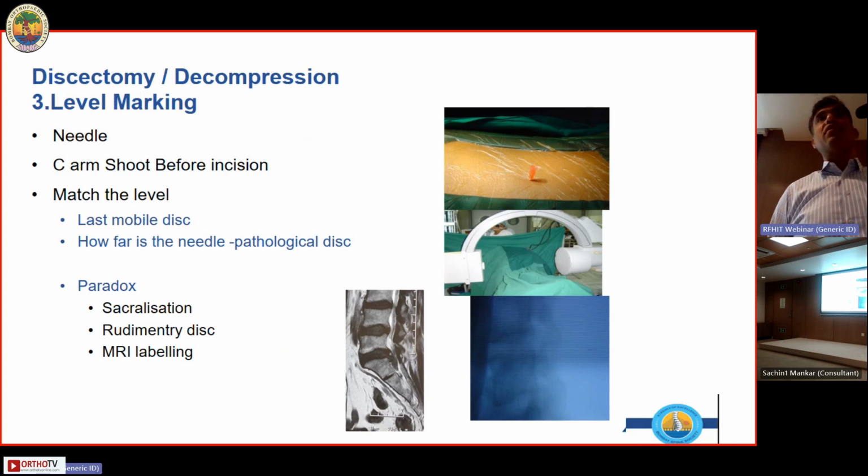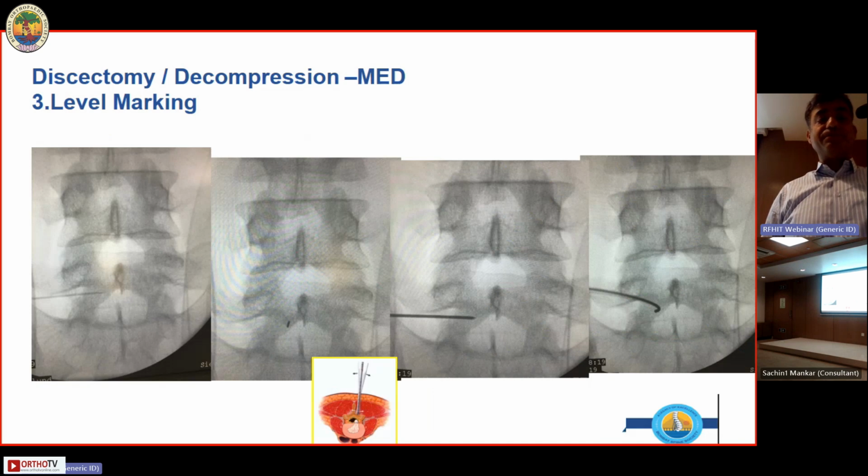This can easily happen, particularly when you're doing a microdiscectomy procedure, because your needle level marking pre-operatively may actually be a different one from what you see on the C-arm. So this is a word of caution we all must practice very, very stringently.